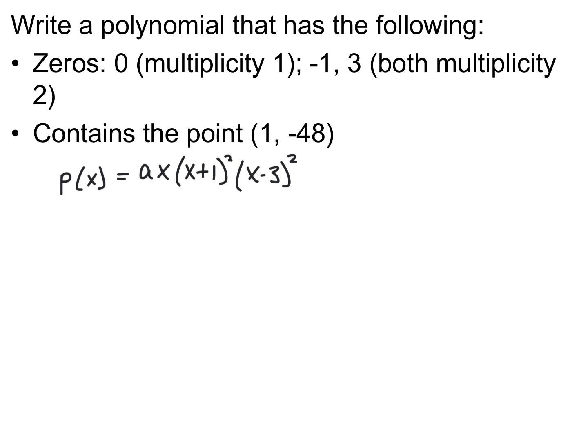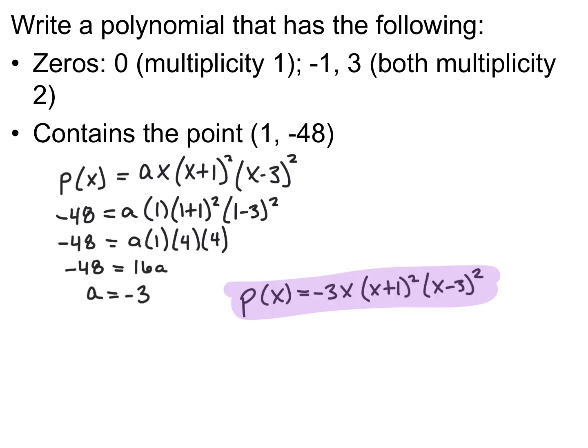So now I'm going to utilize the point (1, -48). It tells us that it contains that point, which means it's on the graph. If a point is on the graph, it has to make the equation true. So I'm going to plug those values in for x and y and use that to solve for a. So I plugged in 1 for all of my x's, and I plugged in -48 for y. You get 16a equals -48, so therefore a would be -3. So our polynomial that fulfills these requirements is -3x times x plus 1 quantity squared times x minus 3 quantity squared.